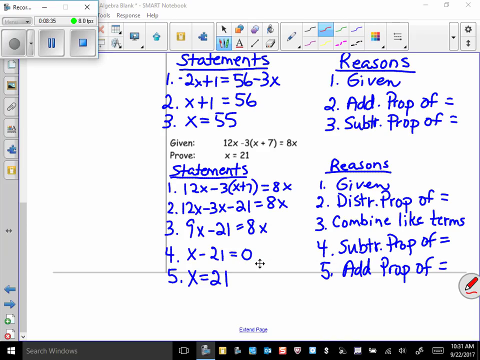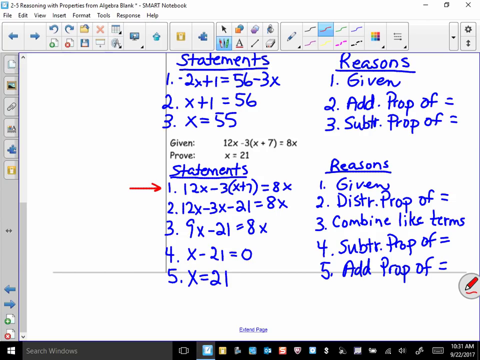All right, so I set up my statements and reasons columns. Of course, I wrote the given here in step 1. Step 2, what did I do? I just applied the distributive property. So of course I list that as my reason here.